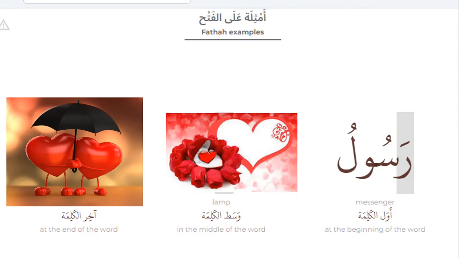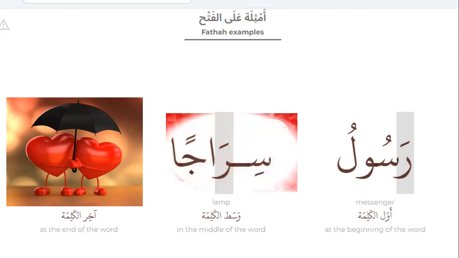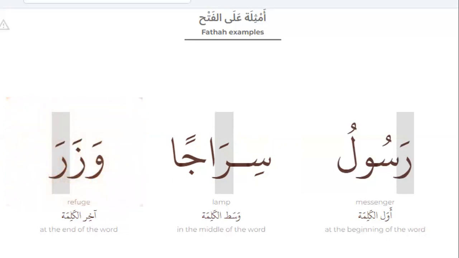Try to continue. Sin Dhamma. It's a su. Sin followed by waw mad. It's a su. Long. Rasu. Lam Dhamma lu. Rasulu. Yes. Very good. Rasulu. Please repeat after me. Sirajan. Look at the word and repeat. Try to read. Wazara.